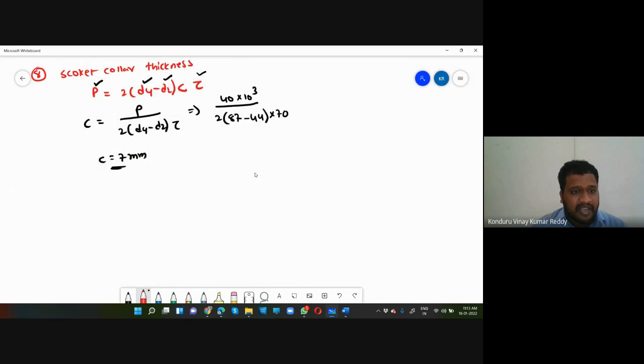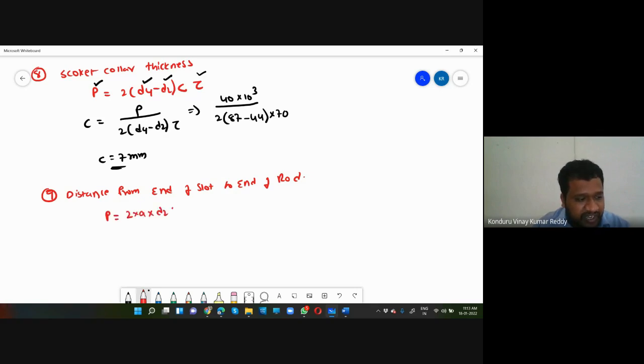Similarly, step number 9, anything you can call it, formula number 9 or design procedure number 9. That is distance from end of the slot to end of the rod, that is P is equal to 2 into A into D2 into shear stress. In this formula the only term that is unknown is the A value.